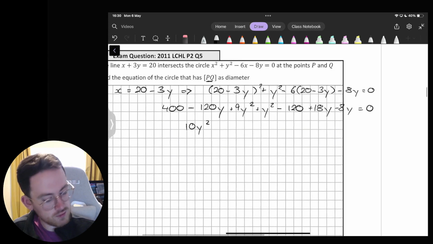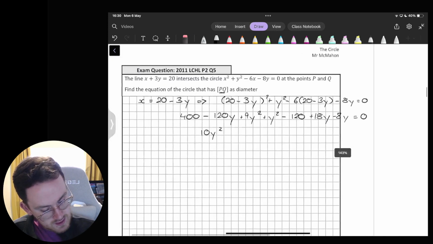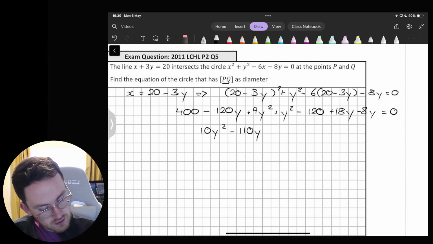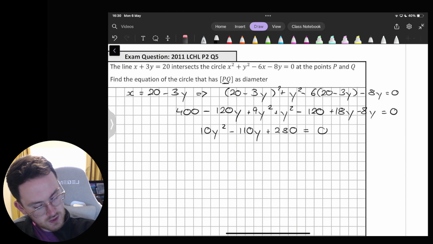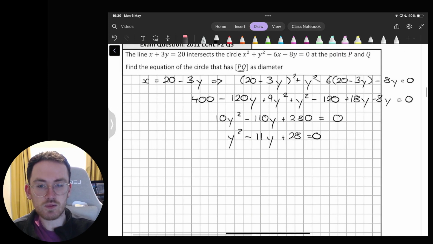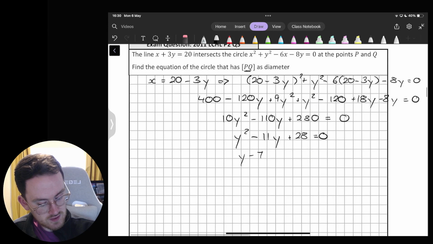In terms of my y's then, let's have a look. So that's going to give me minus 110y, and numbers, I get 280. Okay, dividing across by 10 there just to make this a little bit nicer for ourselves. 28. So it's two numbers that would multiply to give me 28, but would add to give me 11. So that's going to be 7 and 4. So I get y equals 7 and I get y equals 4.